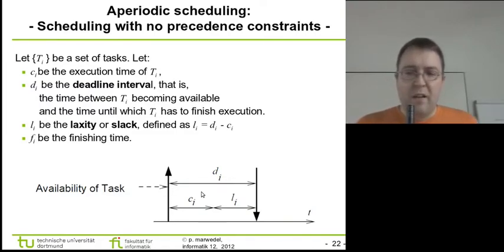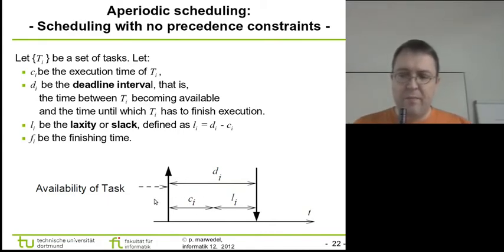parameters for this. We define the parameter Ci to be the execution time of a given task Ti. We define the parameter Di to be the deadline interval, which is the time between the point in time when the task becomes available and the point in time when the task has to finish its execution in order to keep its deadline. When we have Di and Ci defined, we can also define Li, the so-called laxity or slack time, which is simply the deadline of the task minus the execution time of the task. So the amount of spare time we have when executing our task.